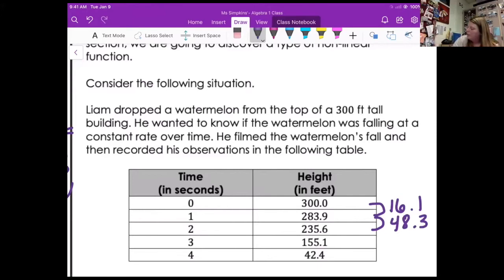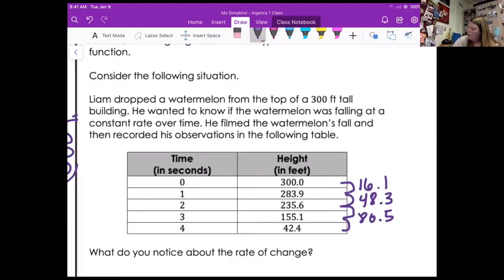So from 135.6 to 155.1. Let's just say it's around 80. That's around 80.5. Good. Yes, decimal addition, subtraction. Good. And then our last fall would be from 3 seconds to 4 seconds. How many feet did it fall? 112.7. I just remember that from last period, I'll be honest.